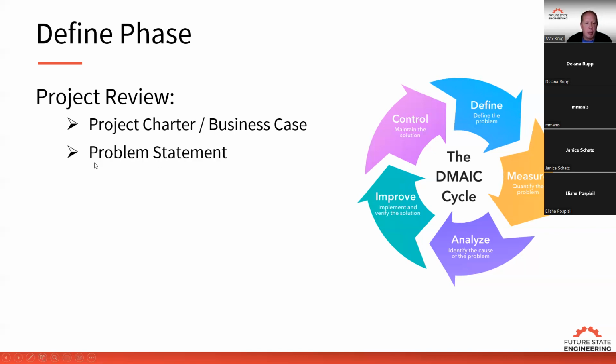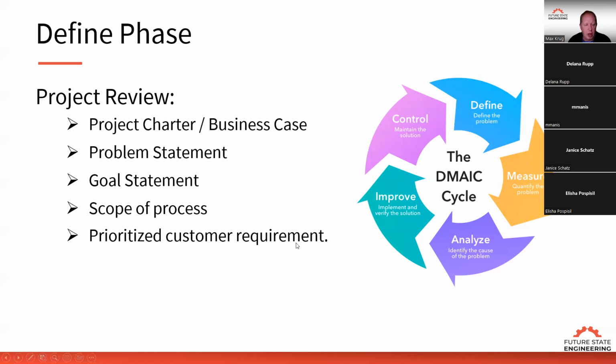Next is developing the problem statement. Again, most times I see people don't do a correct problem statement. If we don't define the problem correctly, what's the chance we're going to solve it? My statement is slim to none. Then our goal statement. Once we establish the problem statement, what are we trying to achieve? That's our goal statement. And then what's the scope? What are the boundaries of the process that we're going to look at? What's the starting boundary, the ending boundary, and make sure we stay within our boundaries.